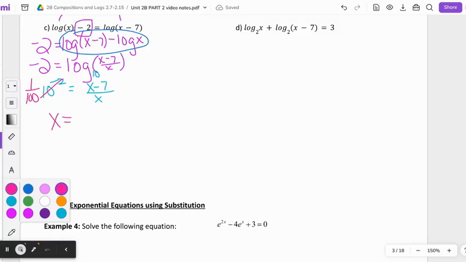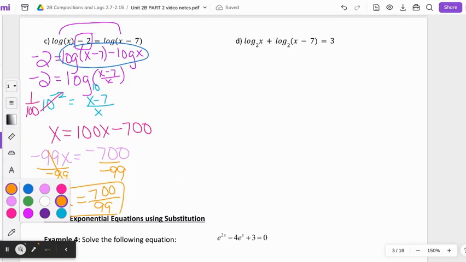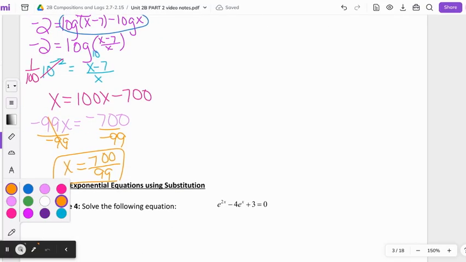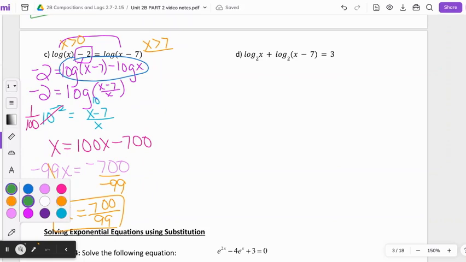Cross multiply, I get x equals 100x minus 700. Let's do some solving. So subtract, I get -99x equals -700, divide by -99. And x is 700 over 99. A nice, lovely answer like that. Just double checking here, sorry. x should be greater than 7, or x is greater than 0. So greater than 7 would work. 700 over 99 will be greater than 7. So that is in our domain.